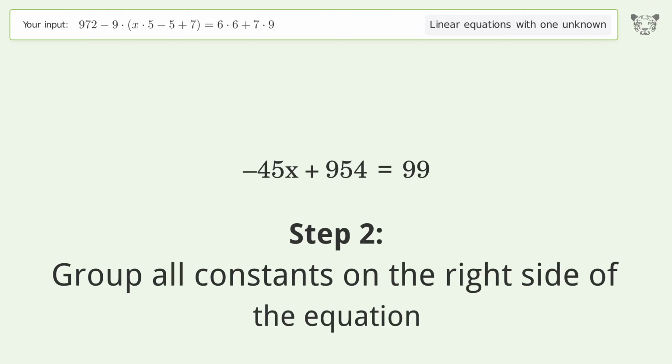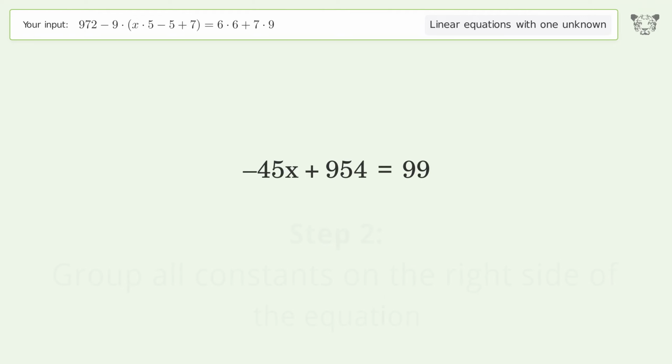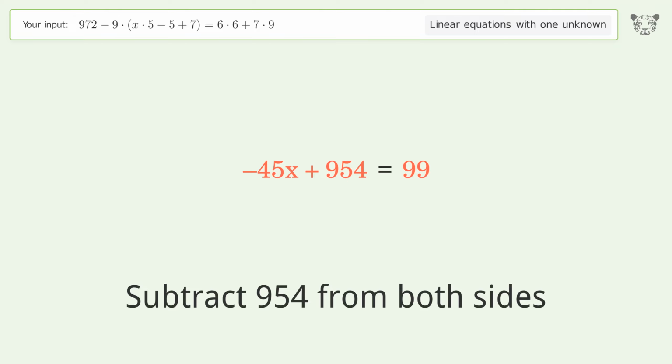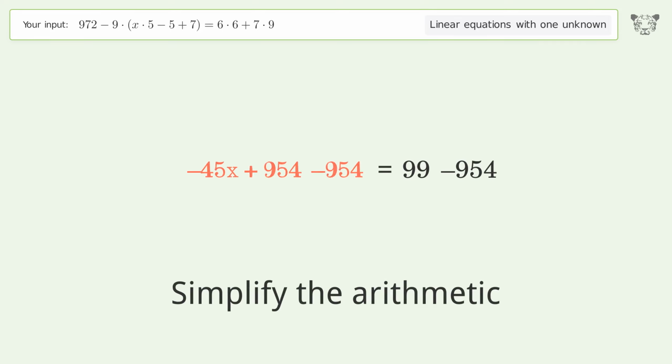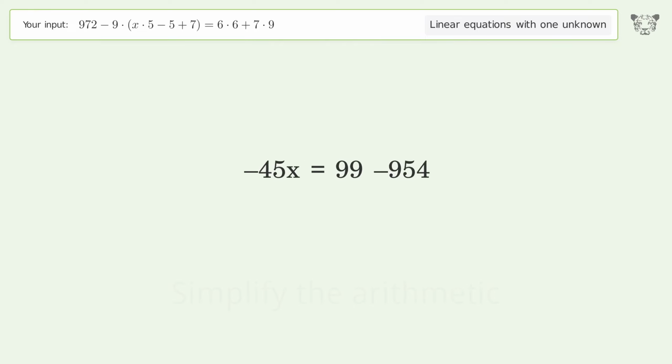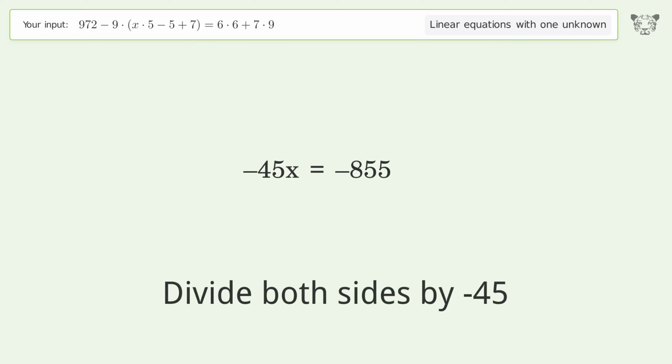Group all constants on the right side of the equation. Subtract 954 from both sides. Simplify the arithmetic. Isolate the x. Divide both sides by -45.